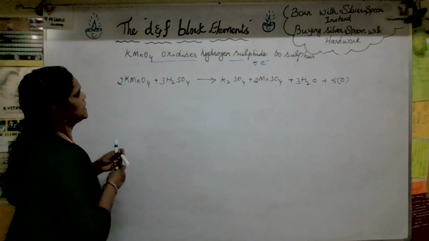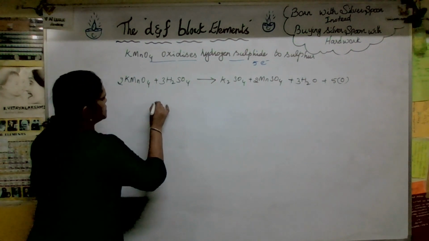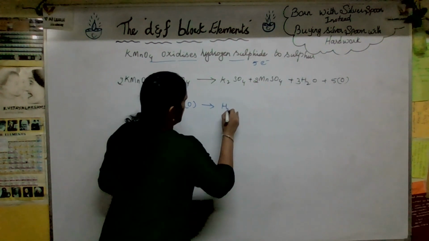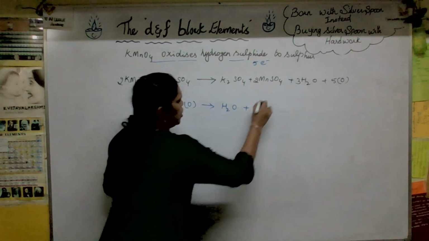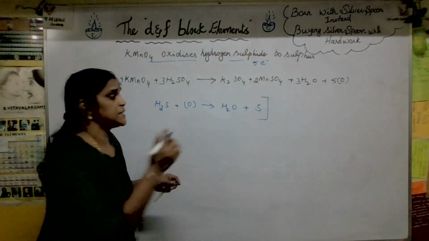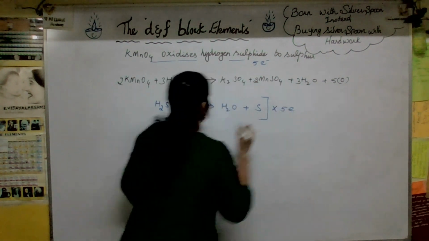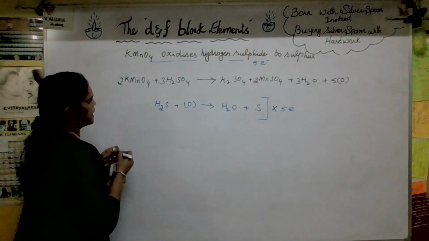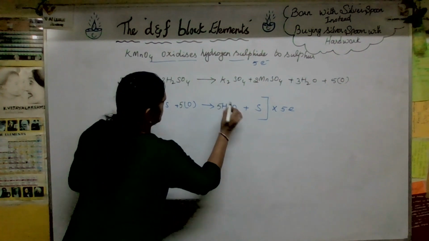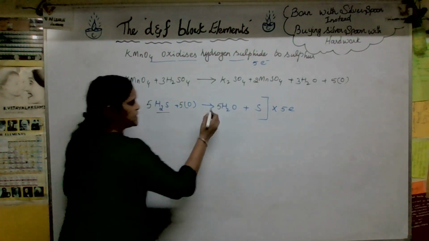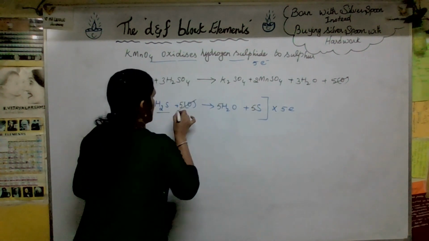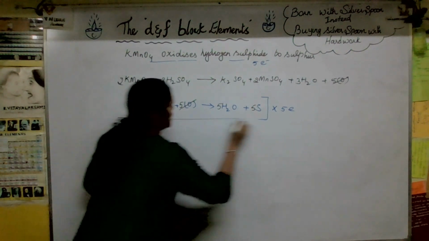Right? Now how to write this equation? Hydrogen sulfide H2S plus oxygen gives H2O plus sulfur. Okay, now how many electrons are involved? 5 electrons involved. So to compensate, you have to multiply with 5 electrons. So if you multiply with 5, you will get 5 H2O, 5 O, and here 5 H2S, and 5 S. And this one and this one cancel, right? Okay, now write the complete equation.